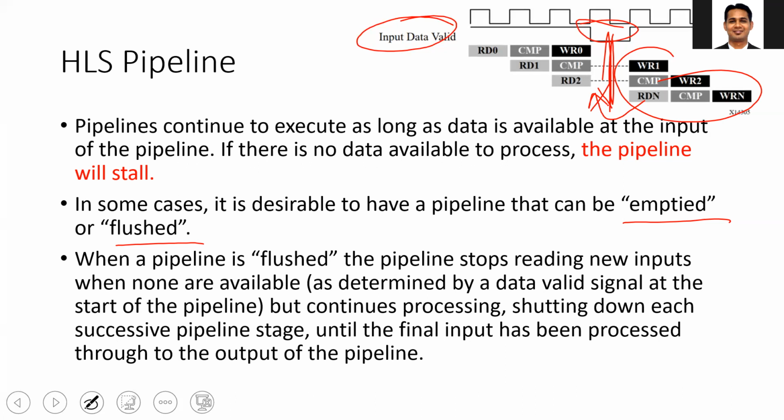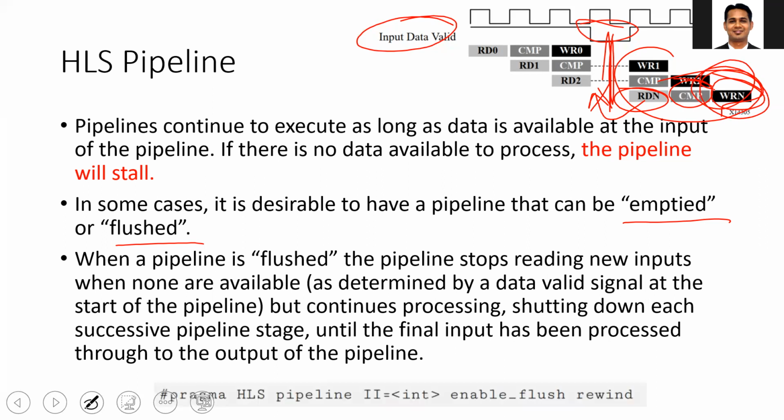So after some time, what will happen? Your read hardware will not have new data to process, so it will go into the idle mode. Then the comparator hardware will not have any data to process, it will go into the idle mode. And after some time, the write operation hardware will not have any data to write, so it will complete all its tasks and go into the idle mode. So it is shutting down each successive stage until the final input has been processed and is available at the output in the corresponding output pipeline. Okay. So this is how you can use this HLS pipeline pragma.